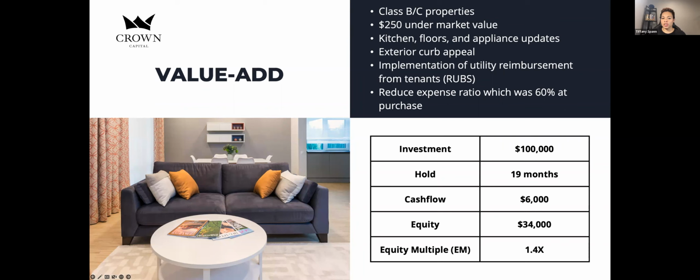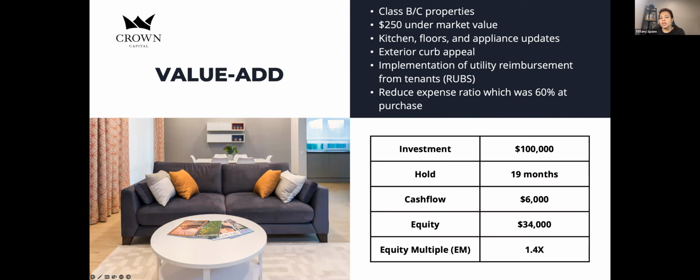And so this is actually the hold. They're closing in 3 weeks on this particular investment. And in this investment, I invested $100,000. And the hold was actually only for 19 months. And the return is a 1.4 equity multiple. So from this particular opportunity, I'll make $40,000, which is around a 25% return over the 19-month period.